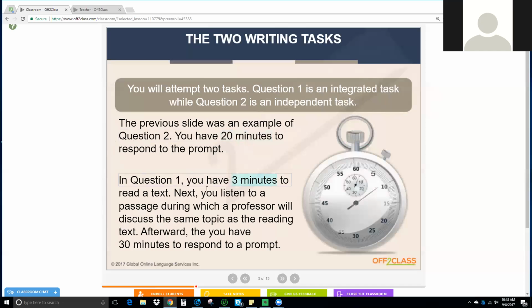Actually, I had forgotten you do both. Okay, I apologize for that. I haven't taught TOEFL for a little while, but I have. This is what we did do.